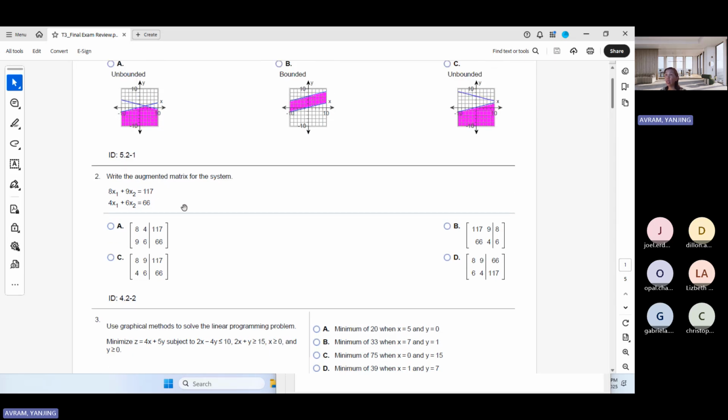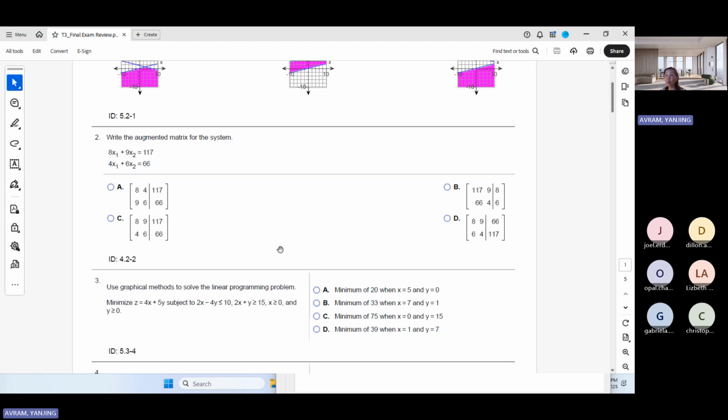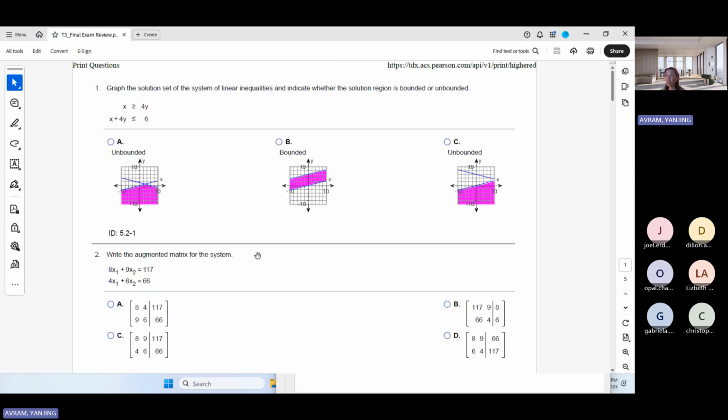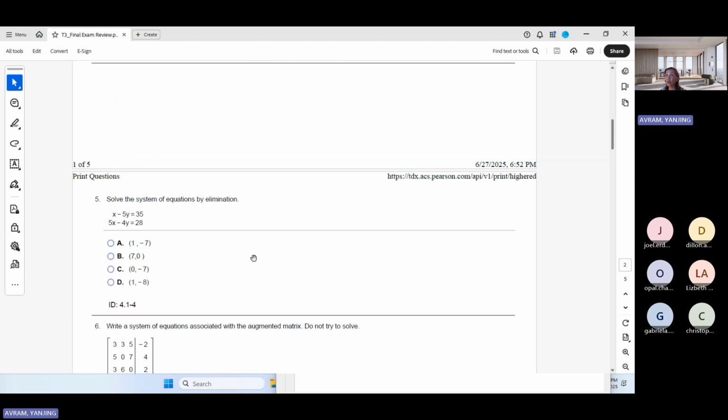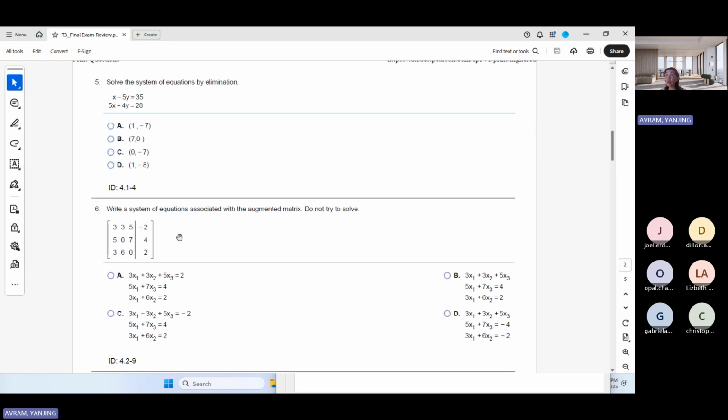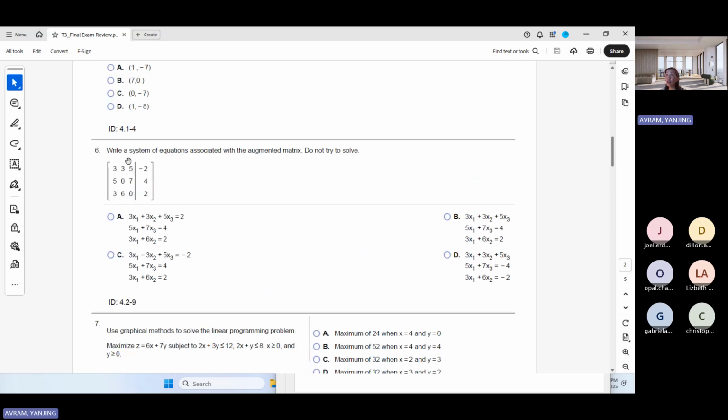So why do we want to write down this kind of matrix? Because you can use matrix calculation to solve the equation really easily. That's why how you write down a matrix is very important in this case. All right, so we already did 4.1, now 4.2. You want to write down a system of equations associated with this matrix. Do not try to solve, okay?